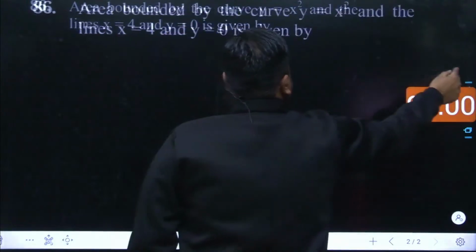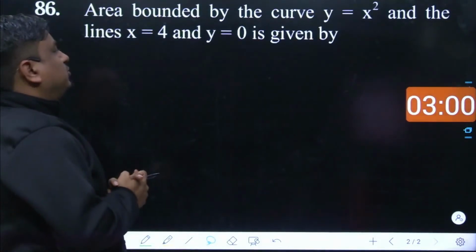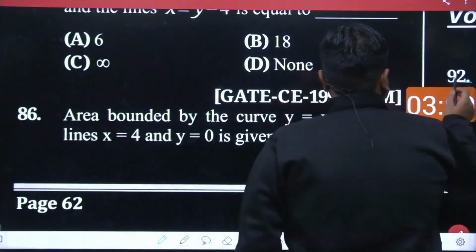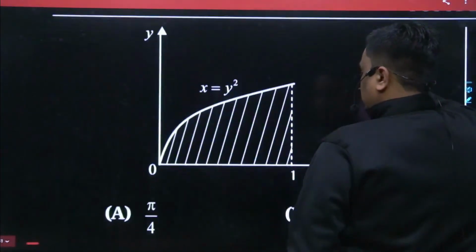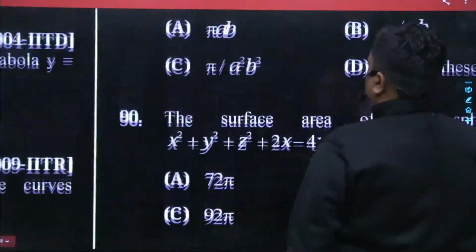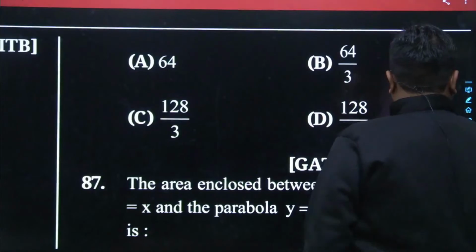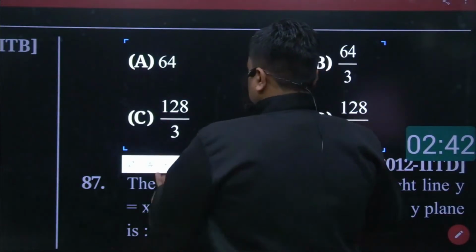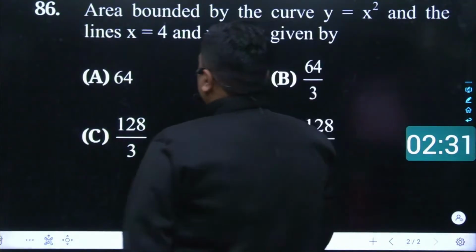I need to find the area which has been bounded by y equals x square and the line x equals 4 and y equals 0. Anyways, probably the options must have been given along with this question. Let me go into that as well. Yes, here comes the question. Read the problem carefully and tell me what must have been the answer over there.